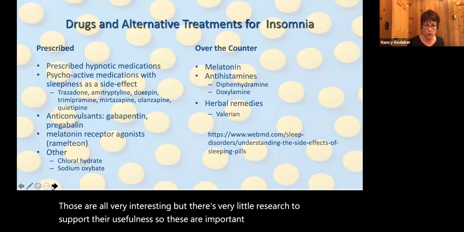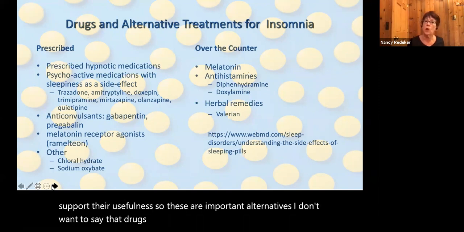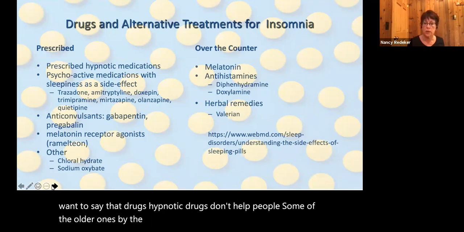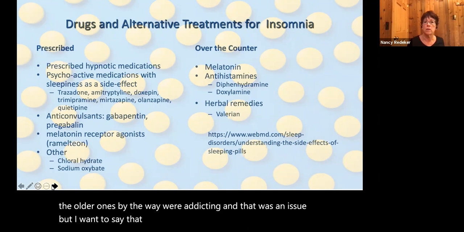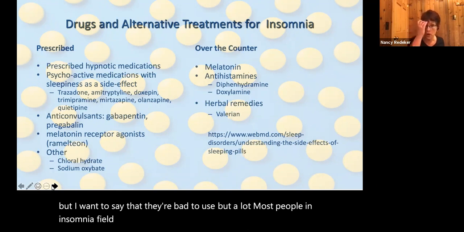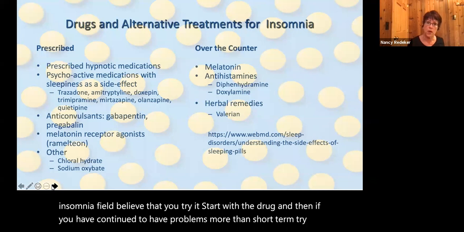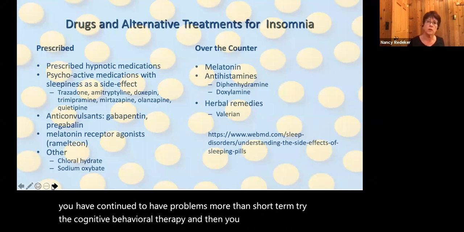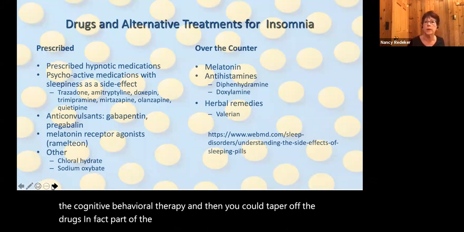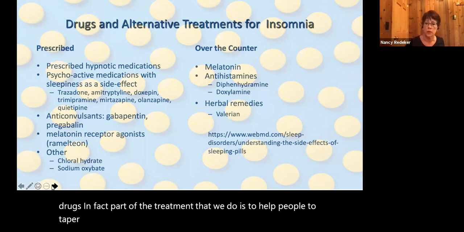I don't want to say that hypnotic drugs don't help people. Some of the older ones, by the way, were addicting, and that was an issue. But I don't want to say that they're bad to use, but most people in the insomnia field believe that you start with the drug, and then if you continue to have problems more than short term, try the cognitive behavioral therapy, and then you can taper off the drugs. In fact, part of the treatment that we do is to help people to taper off as their sleep improves with the behavior.